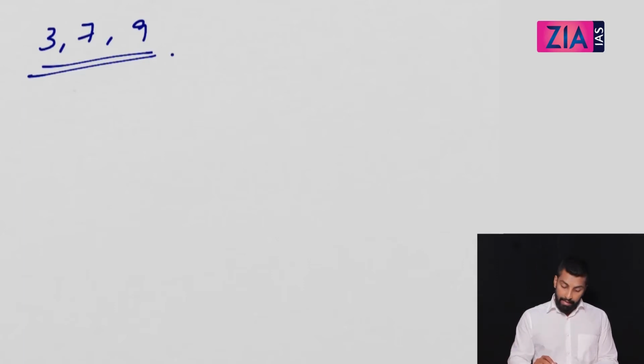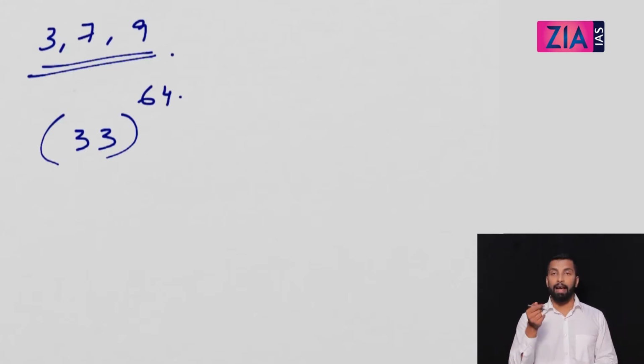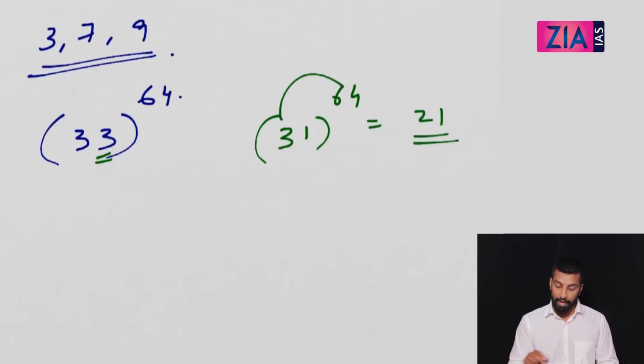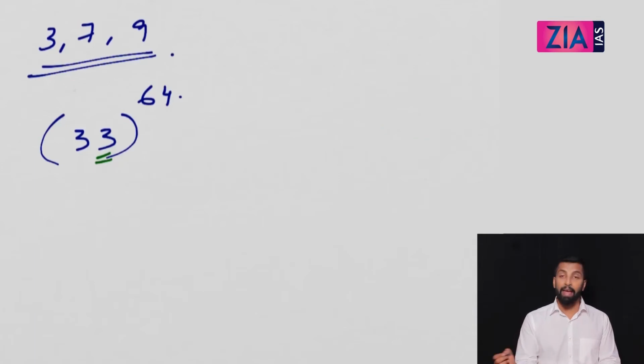Okay, so let's take a number 33 raised to 64. You need to find the last 2 digits. Here, the number is ending in 3. But if the number was ending in 1, if it was 31 raised to 64, the answer is ready: 1 and 3 into 4, 12. Right? So the answer is ready. But here the number is ending in 3, so I don't have a direct method.